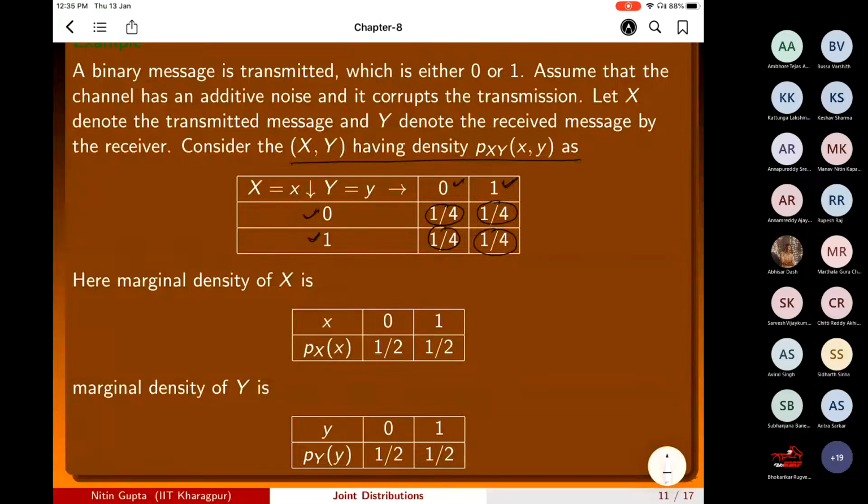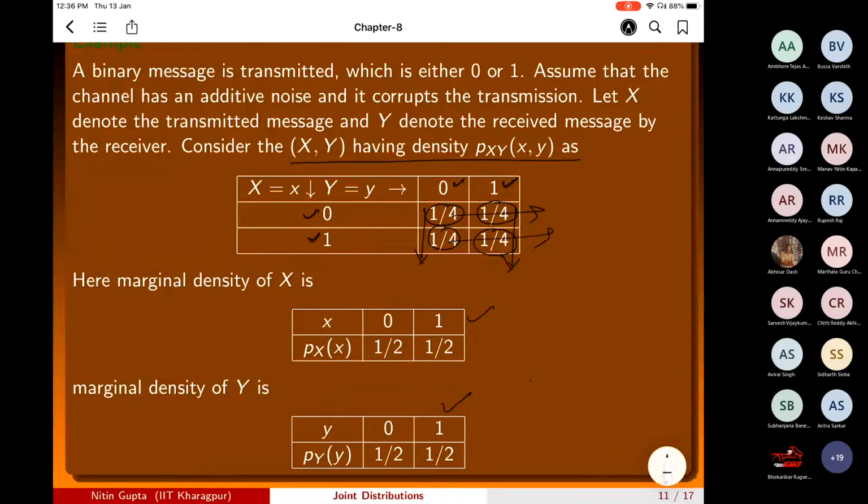So what is the marginal density of x? The marginal is easy to find. You sum over y values, so we get 1 by 2 for 0 and 1 by 2 for 1. Similarly, for the marginal density of y, you have to sum over x. So probability y is equal to 0 is 1 by 2, and similarly probability y is equal to 1 is 1 by 2.